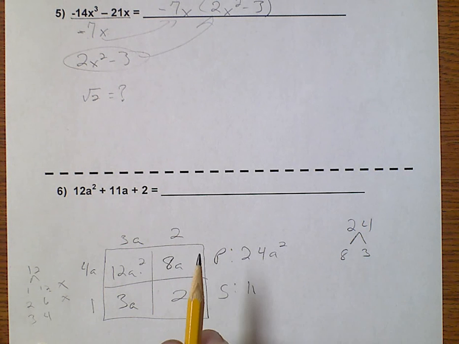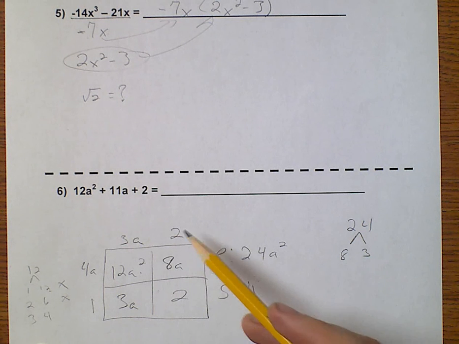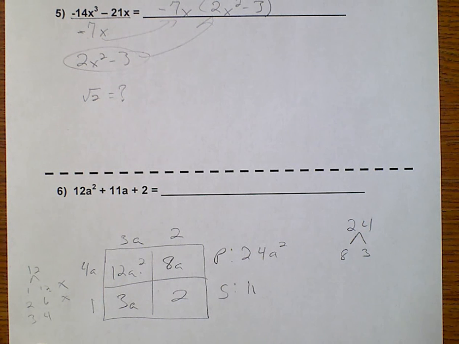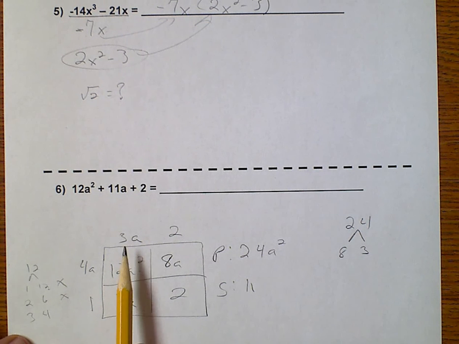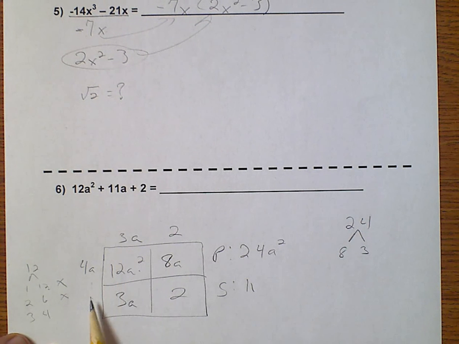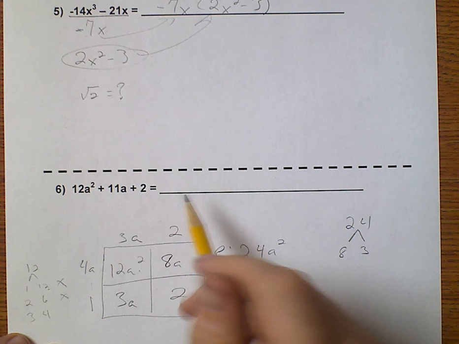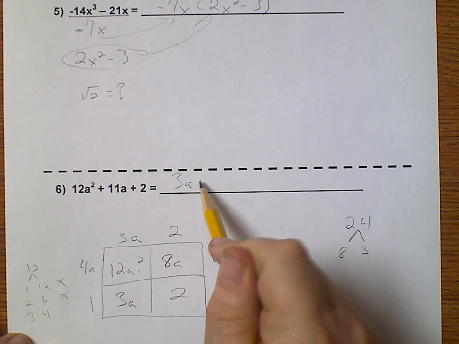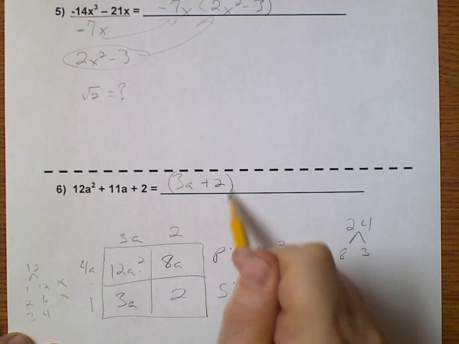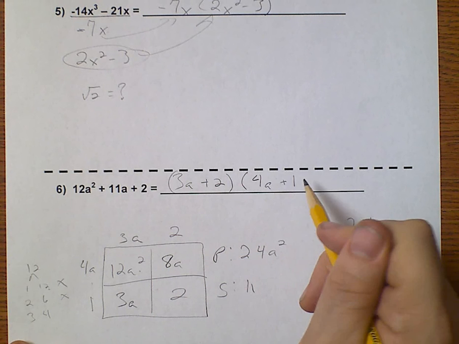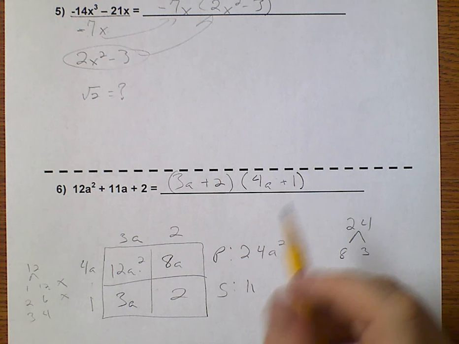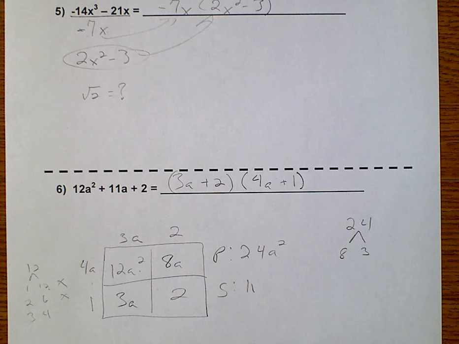Now, I could have started with this 2 over here and said, well, 2 and 1 will get me 2, and 2 will get me 8, and worked it backwards from there. Really your choice. You want to make sure that you find what has to go on the outside to fill the inside of the box. And what goes on the outside is 3a plus 2 and 4a plus 1. And so that is the answer.